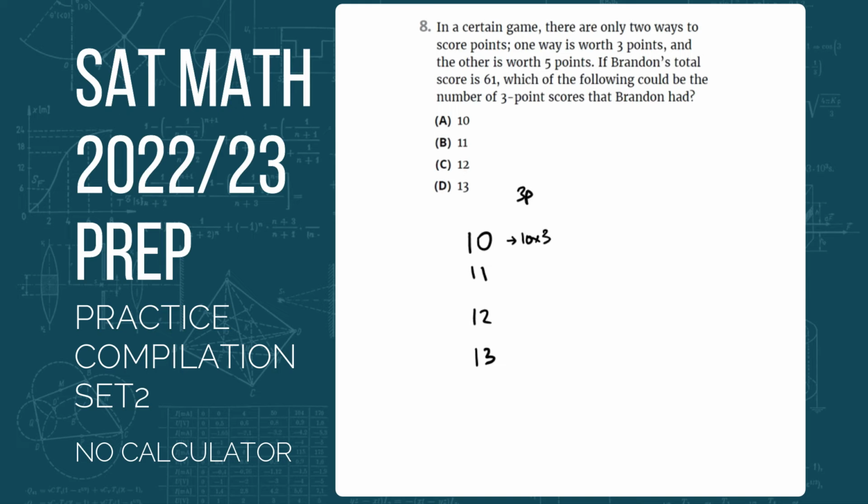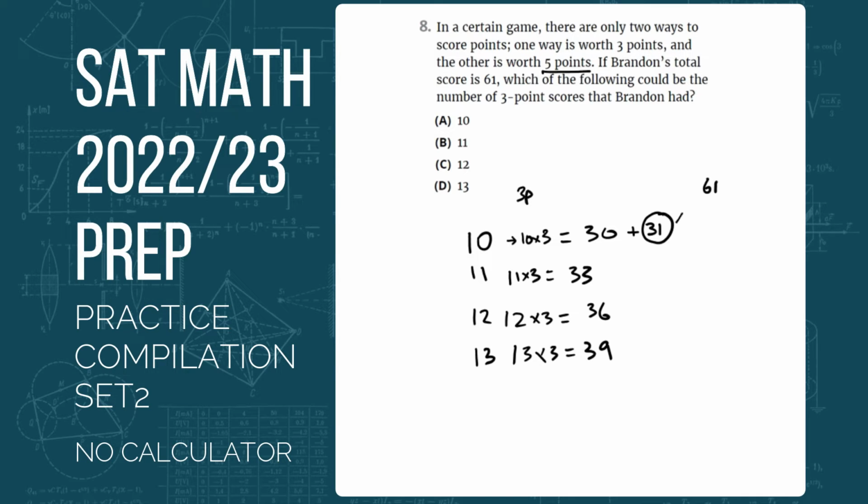10 times 3 is 30. 11 times 3 is 33. 12 times 3 is 36. And 13 times 3 is 39. And he scored a total of 61. Now, what would I have to add to 30 to make 61? 31. This is not a multiple of 5, so this is not your answer. We need to add 28, which is not a multiple of 5, so this is not possible.